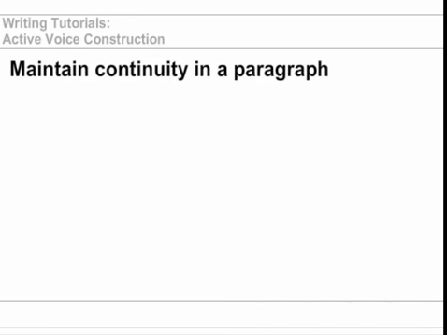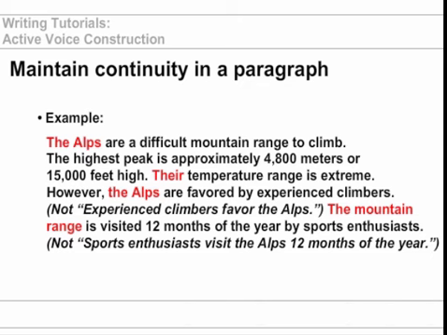To clarify this point, let's look at a sample paragraph about the Alps. The paragraph reads, "The Alps are a difficult mountain range to climb. The highest peak is approximately 4,800 meters or 15,000 feet high. Their temperature range is extreme. However, the Alps are favored by experienced climbers, not experienced climbers favor the Alps. The mountain range is visited 12 months of the year by sports enthusiasts, not sports enthusiasts visit the Alps 12 months of the year." Both sentences are grammatically correct, so it's up to the writer to decide what topic will be emphasized or repeated.